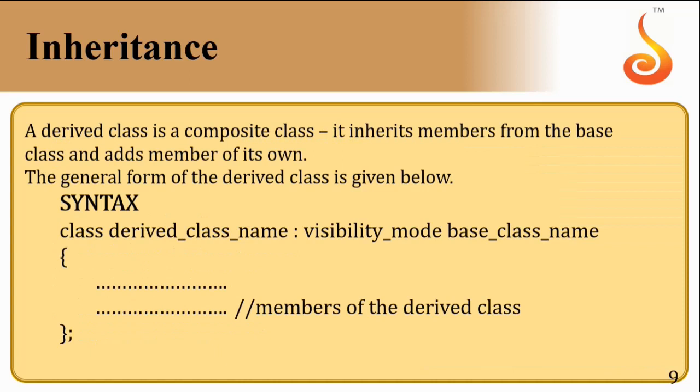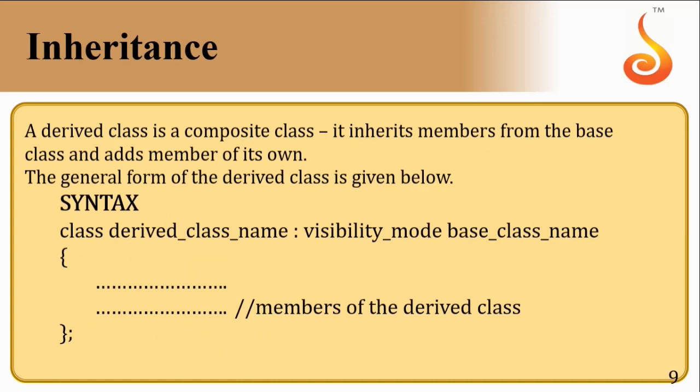This is how I'm going to derive. The general syntax of inheritance is: class is a keyword, and the derived class name is any user-defined name. You can give any name. For example, I have class A and I want to derive a class B from A.